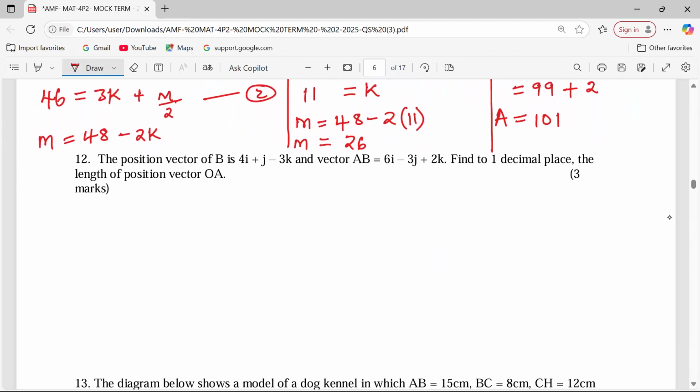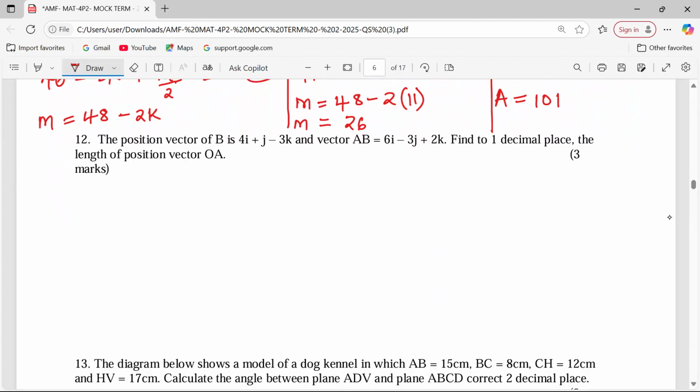Number 12, sorry, not 13. Let's work out number 12 again, slowly and accurately. The position vector B is 4i plus j minus 3k, and the vector AB is equal to 6i minus 3j plus 2k. Find to one decimal place the length of the position vector OA. That means the magnitude of vector OA.